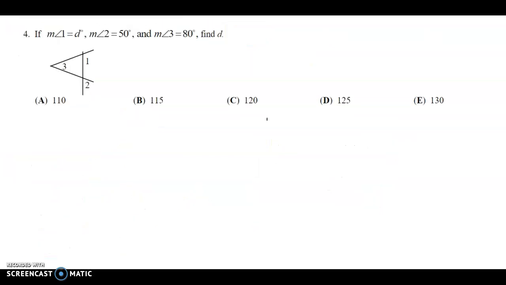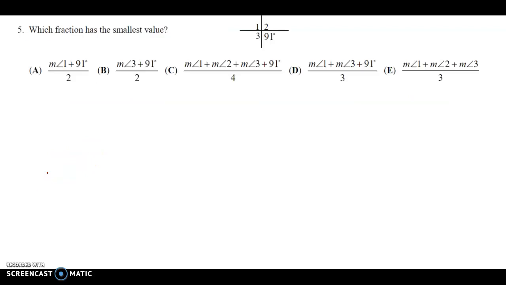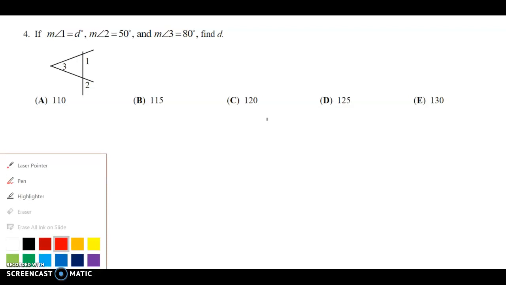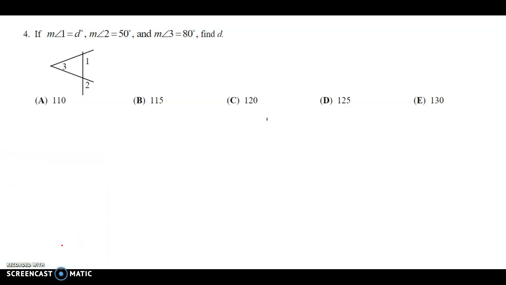Let's move on to problem 4. In problem 4, we have this figure drawn. In the figure here, we have angle 3, and then we have our straight line. Angle 1 is here, and angle 2 is here. I'm feeling some vertical angles coming on.